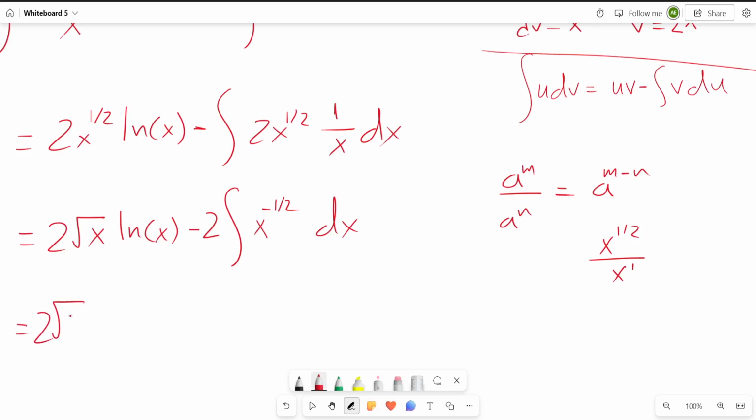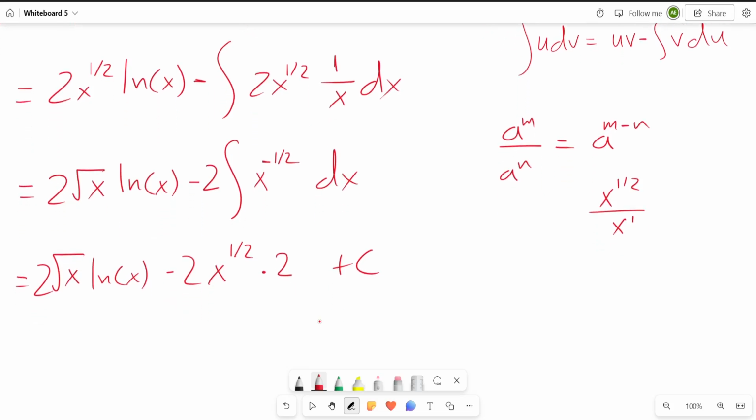So I will rewrite this part, minus 2 into x power negative half, integrating that, it's super simple. We add 1 to the power, so negative half plus 1, that is half, and then dividing by the new power, so dividing half is the same as multiplying 2, and then we don't forget the constant of integration. So this is going to equal 2 root x ln x minus 2 times 2 is 4 x power half, I'm going to write it as root x plus c, and this is going to be my answer for this question. Let's take a look at another example.